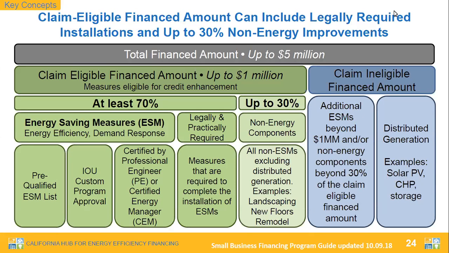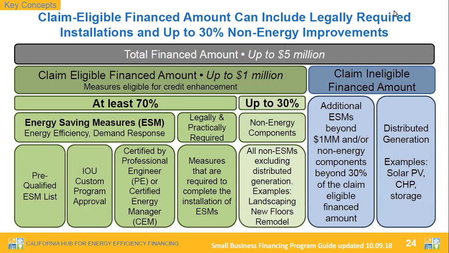So if you need permits, if you have to repair the drywall and paint after putting in an HVAC system, that counts as energy saving measures. Then up to 30% can be non-energy components. And this can be pretty much whatever the customer wants, except for it cannot be distributed generation. So some examples include you can put in some landscaping, new floors, you can put in a new patio, you can have a wheelchair ramp.